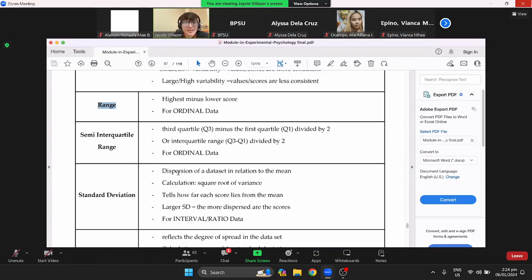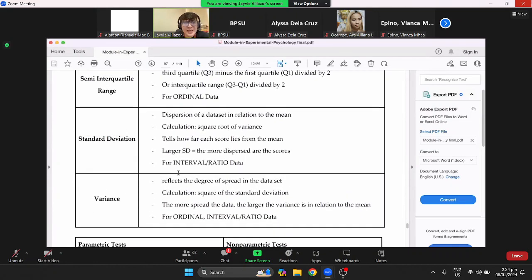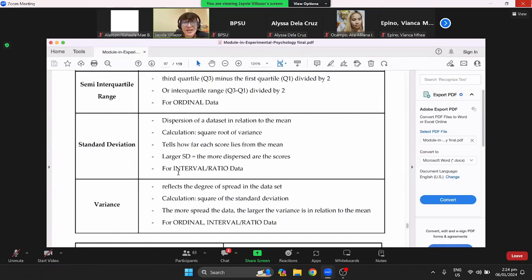Okay? Next, let's proceed with your standard deviation and variance. So standard deviation, guys, dito natin kinuha yung definition ng measures of variability. In standard deviation, dispersion of a data set in relation to the mean. So again, sa standard deviation, ano pa rin kinukonsider natin, di ba? Yung mean is a very important element at measures of variability. Kailangan makita natin yung mean. So that's why it's very important now for you to have your measures of central tendency first, and then to be followed by the measures of variability.